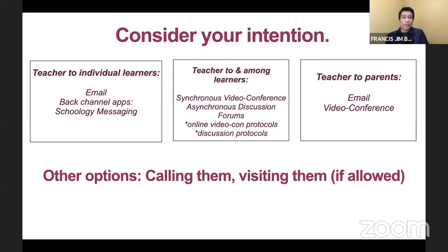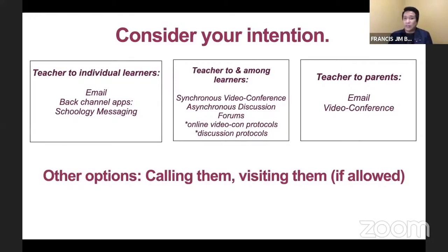If you want to build a relationship or open lines of communication, teacher to individual learners, it could be email or back channel apps. For example, we're using Schoology in my school. So we have Schoology messaging. It's a feature inside our learning management system where we can email our students, and our students can email us.